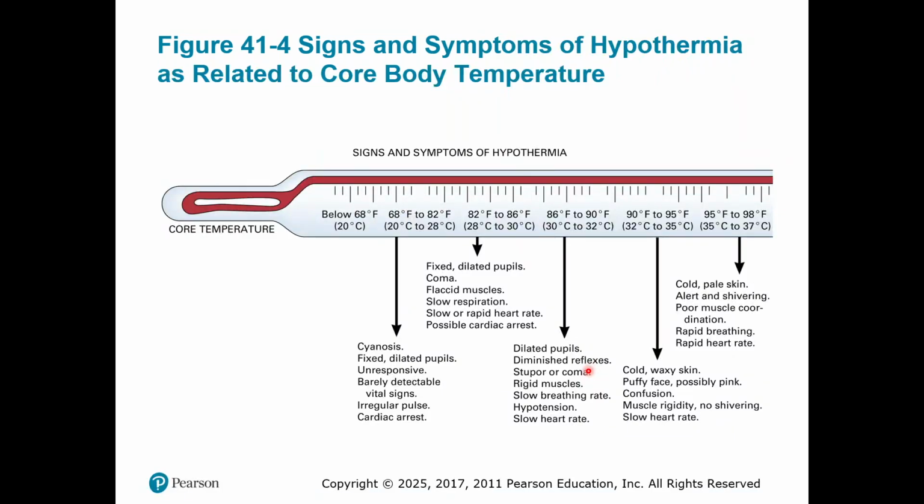Here we have figure 41-4. It's showing a thermometer, and it's titled Signs and Symptoms of Hypothermia. It's related to core body temperature. It's pretty interesting. You can look at the temperatures here, and I'll let you look at that.